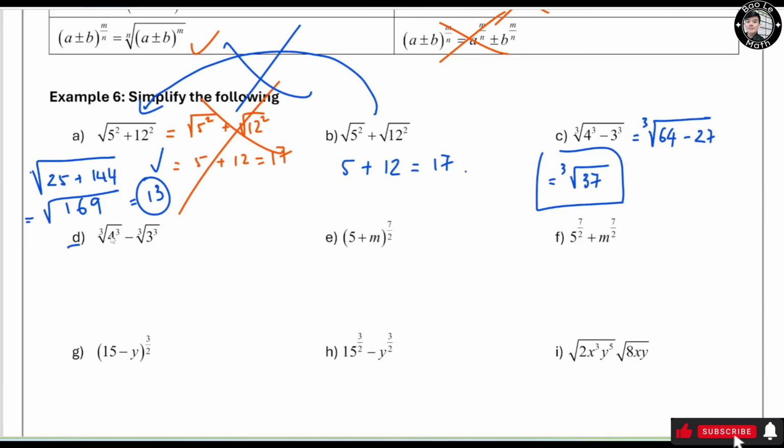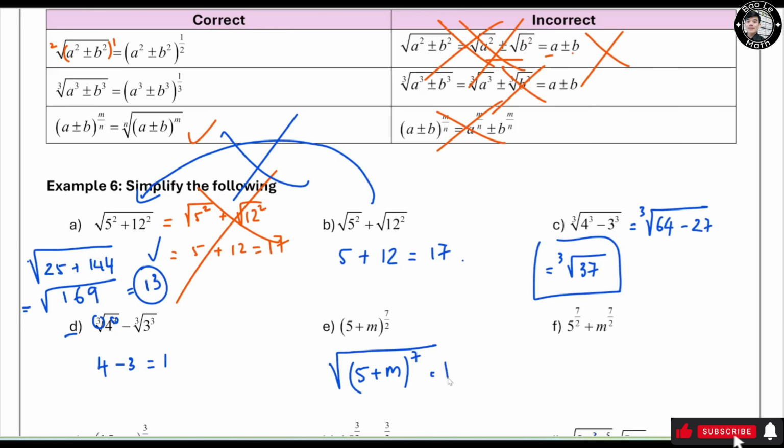Now question D. The answer for this one is 4, right? Because we have this guy the same. The answer for this one is 3 minus 3 equals 1. Now this one right here, rewrite this one in the radical, right? So rewrite 5 plus m right here. Now 7 on the top goes to the right like this, and bottom goes to the left. You don't need to write 2 here, right? So this one is the final answer. Now this guy can be written as square root of 5 plus m to the 6 times 5 plus m, right?